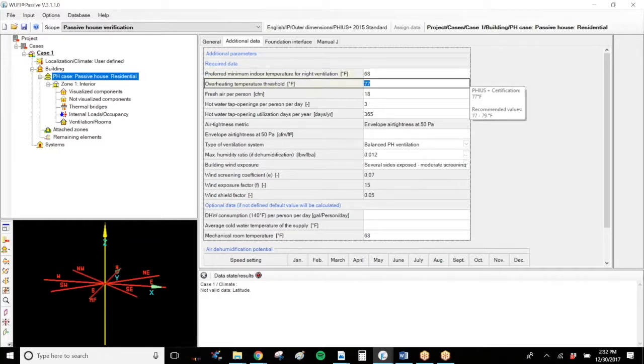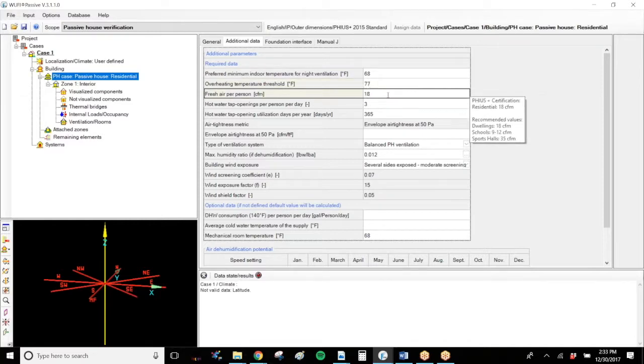So we'll move on. Overheating temperature threshold. This is your cooling set point temperature. For PHIUS+ 2015, this is 77 degrees regardless of the project. That's just the certification protocol. So again, these were already filled in.